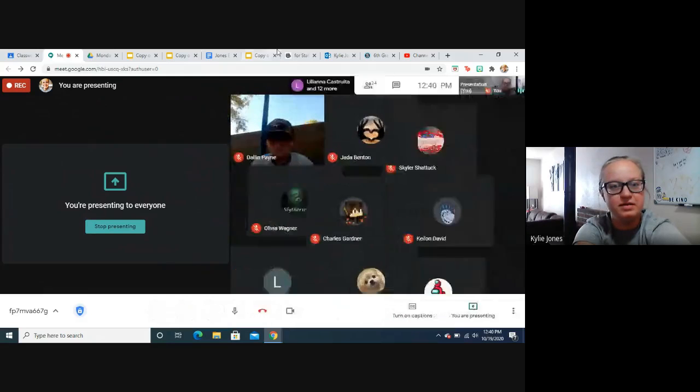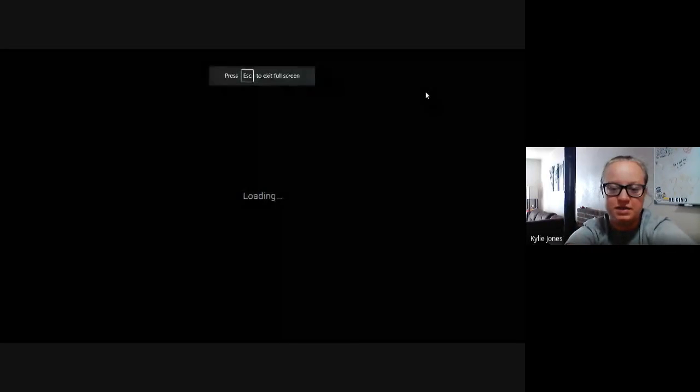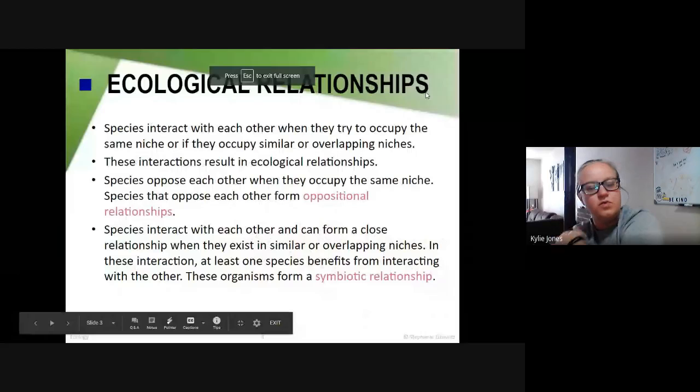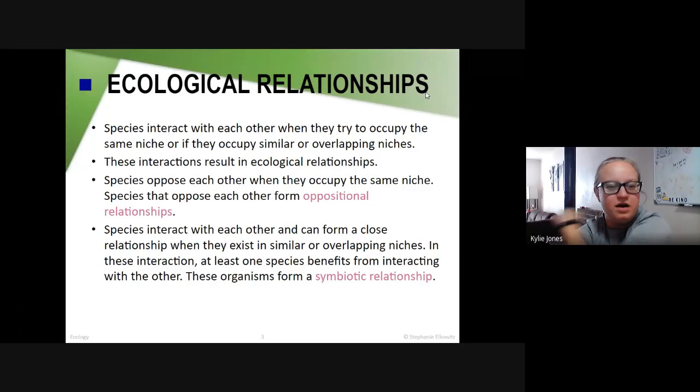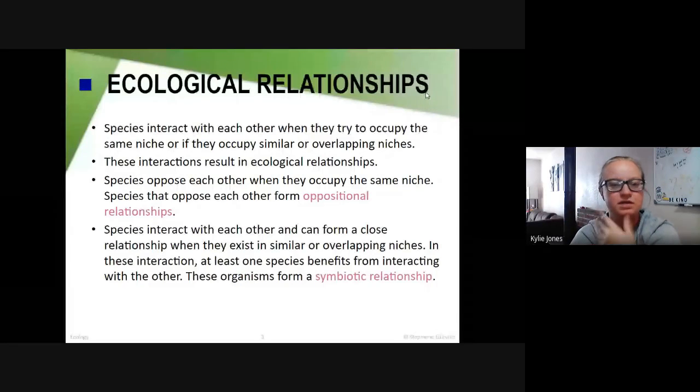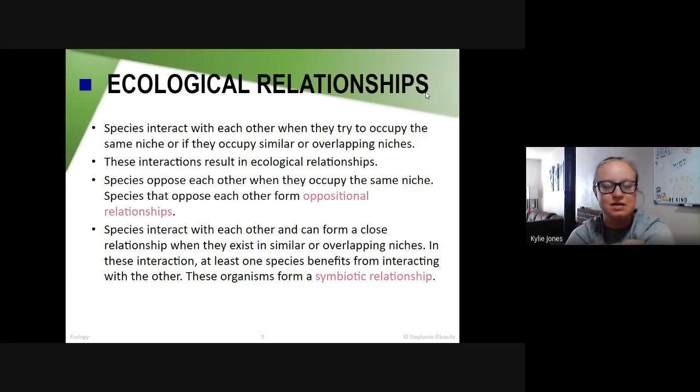Okay, all right. Let's go ahead and go on to our next slide. So, more stuff about ecological relationships. Species will interact with each other when they try to occupy the same niche or if they occupy similar or overlapping niches. So remember, a niche is just the role that something plays. So if we're thinking about a plant, its role in an ecosystem is to grow and give energy and food sources to different animals. So if there are too many plants in one space, they're going to start competing and try and take over the area that the other ones are growing.